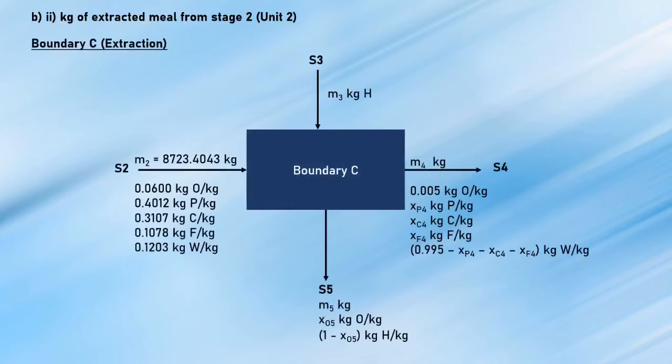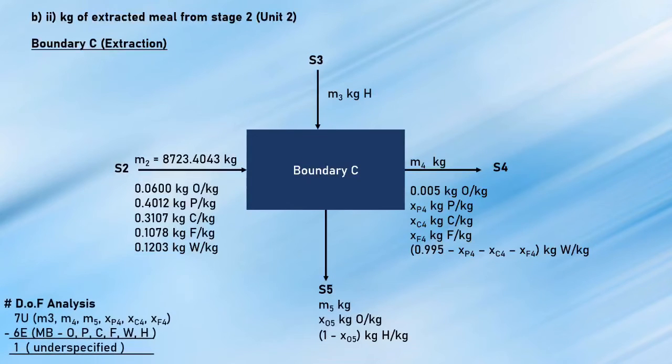Hello everyone, I'm Phong Chai Woon. The next question is to find the kilogram of extracted meal from stage 2. First, we draw the process flow of boundary C and do the DOF analysis. From the process flow diagram, there are 7 unknowns and 6 mass balances. So the DOF analysis will be one, which is underspecified.